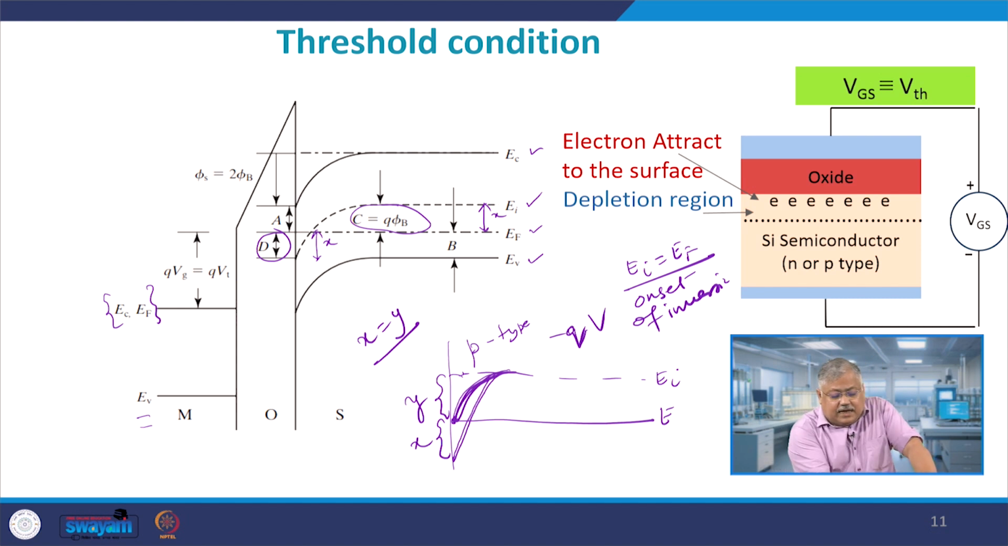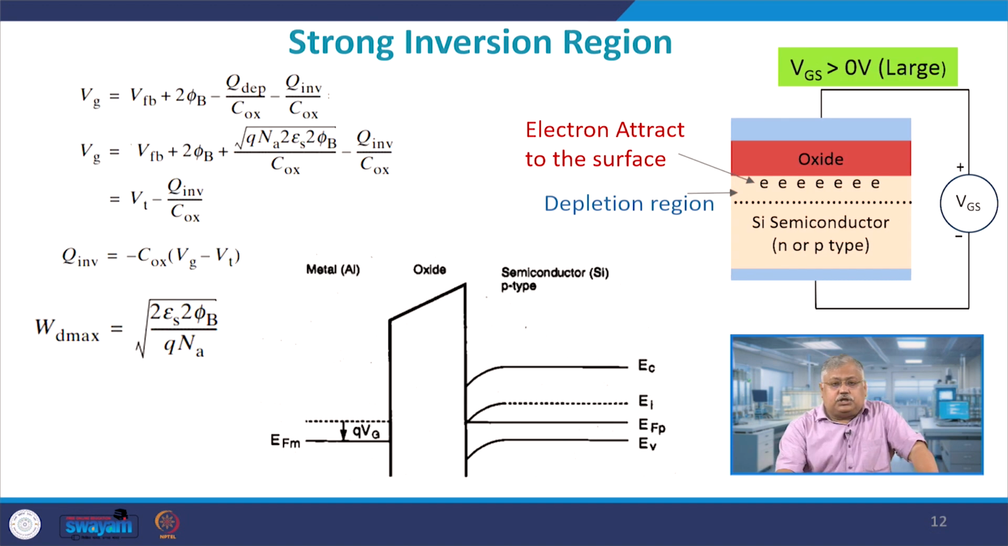Please see, as you move inside the semiconductor, the variations are not there. The variations are only visible to you when you are very close to the semiconductor interface. The right hand side picture shows the electrons getting attracted, a large number of electrons are available here, and you have Vg much larger, and this gives you an inversion layer.